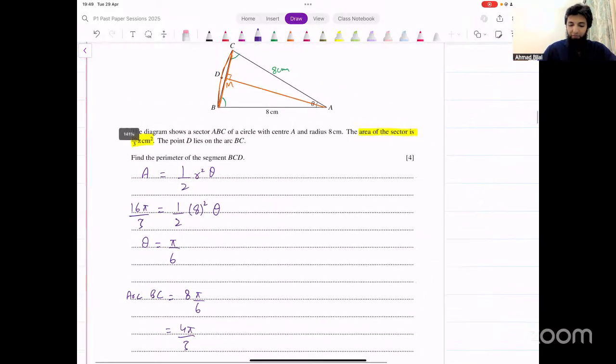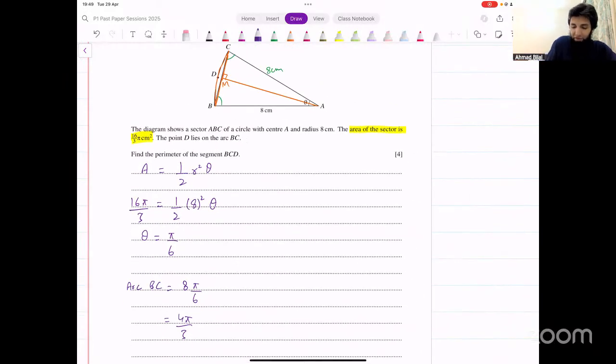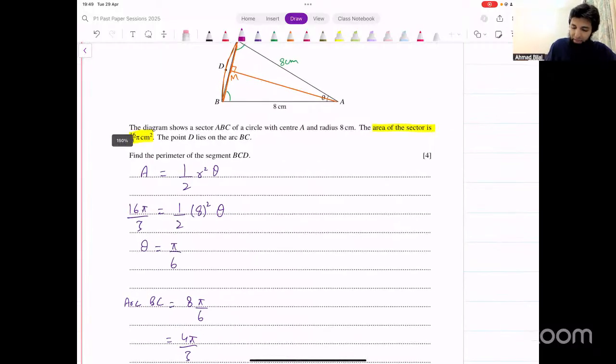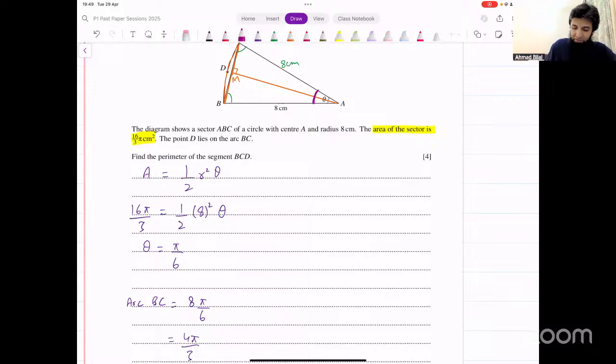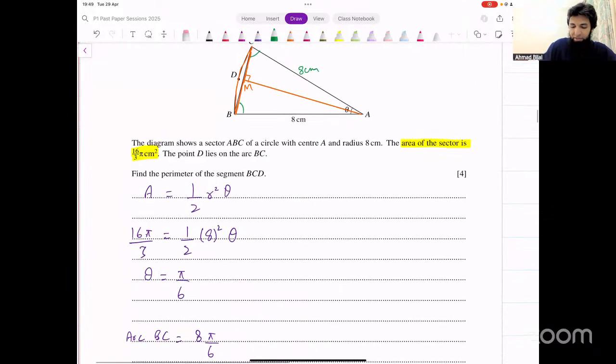Okay, that's one thing that we wanted. What else? We want the length BC. For that, we can use this right angle triangle that we have now. We know that this complete angle is pi over 6, right? That's what we found in our previous working. Now, if the complete angle is pi over 6, and it's an isosceles triangle, when we break it into two parts like this, this angle here is going to be half of that, and that's pi over 12.